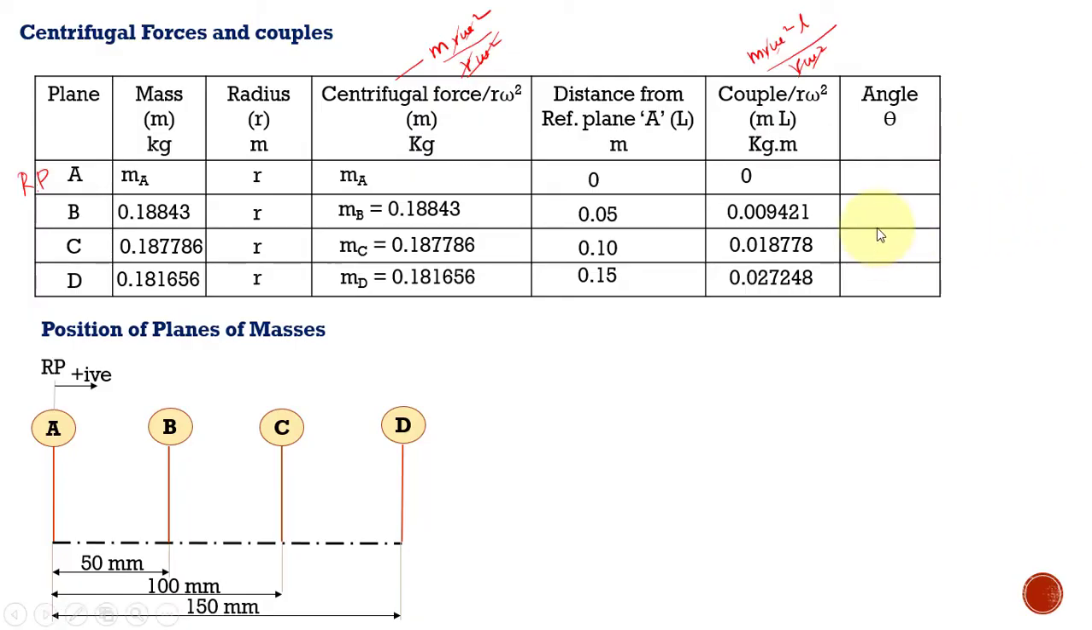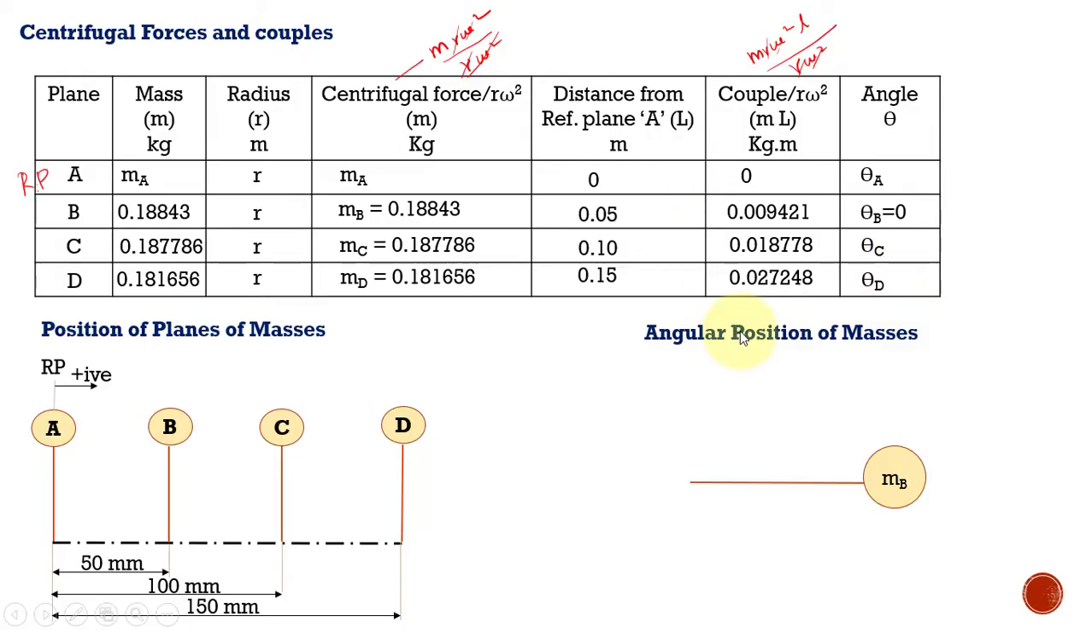As far as the angular position of these masses is concerned, we don't know their exact values, so we are going to calculate them. But for solving this problem, we are going to take B as 0. I'm going to consider this mass B as located in the horizontal direction, so it is going to be 0. For the other three masses, we have to calculate their exact angular positions.